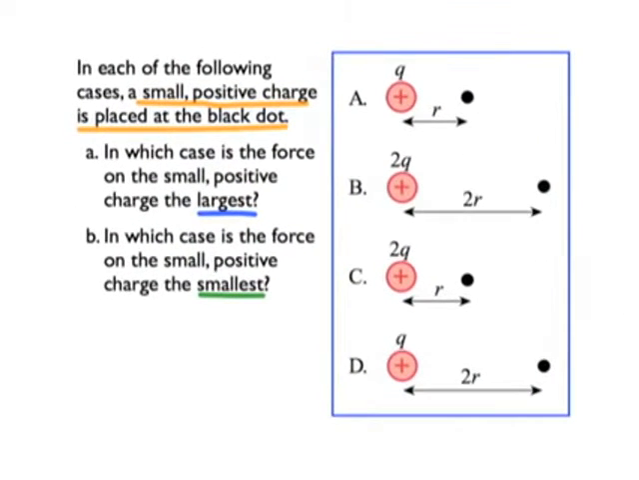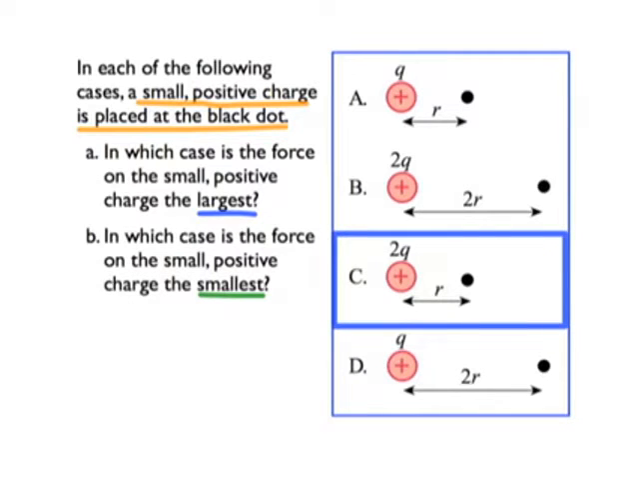Let's do a vote. In which case is the force on that small positive charge the biggest? Case C. How come that's the biggest? Small distance and big charge. Charge 2q, distance r. Big charge, small distance equals big force, because the force is proportional to the charge and it's inversely proportional to the distance.